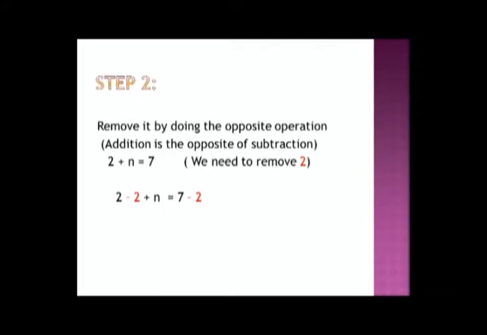Step 2. Remove it by doing the opposite operation. In this case, the opposite of addition is subtraction. So we are going to subtract. If you look closely here, you'll still see your problem. 2 plus N equals 7. However, we are taking away the 2 from both sides of the equation.